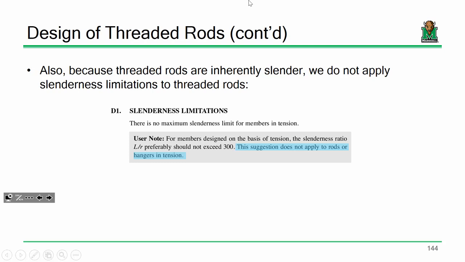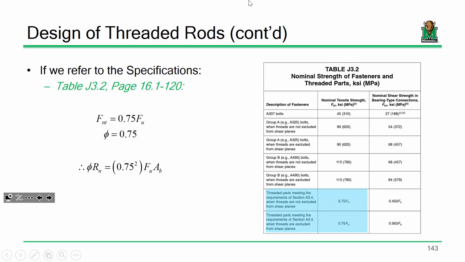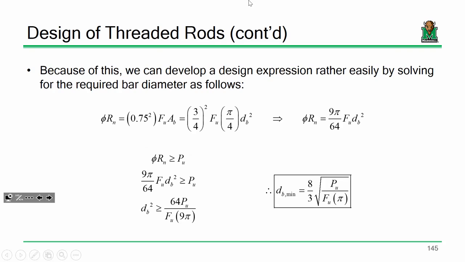Because we don't have slenderness limits associated with threaded rods, and because we have a nice simple expression for capacity, it's pretty simple. We just have to solve. So here's how this works. I know there's a lot of algebra here, but this really isn't that bad. Let me walk you through this. Let's take our time. So phi Rn is 0.75 squared times Fu times Ab. 0.75 is 3 over 4, right? 3 over 4 squared is 9 over 16. And the area of a rod, Ab, is just pi over 4 times diameter squared. So combining everything, phi Rn is 9 pi over 64 times the tensile stress times the diameter squared. Pretty simple, right?